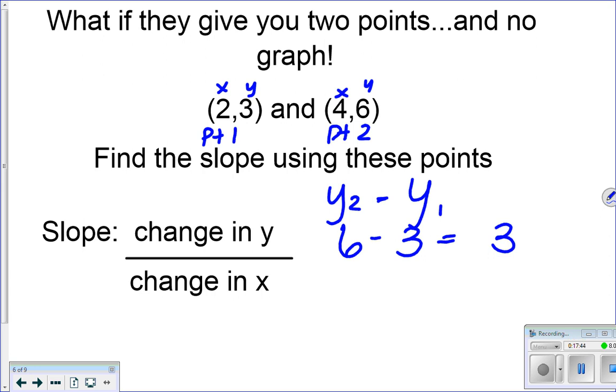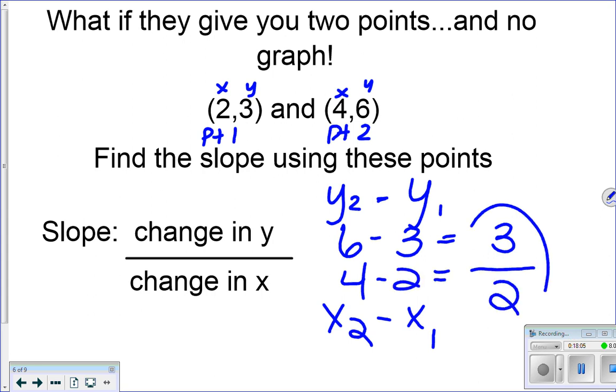Then I'm going to work with my x's, because remember the run is on my x-axis. So I'm going to take my x from point 2, and I'm going to subtract my x from my point 1. What's the x in my point 1? Okay. Subtract, and I get 2. This is my slope, 3 over 2. I didn't even graph them.